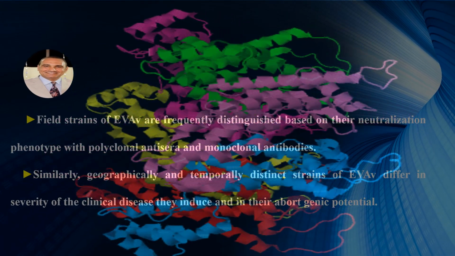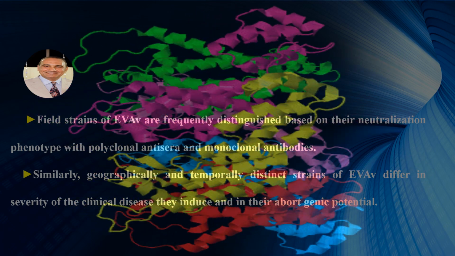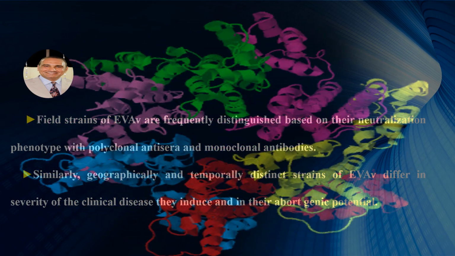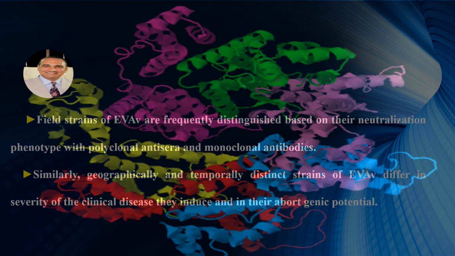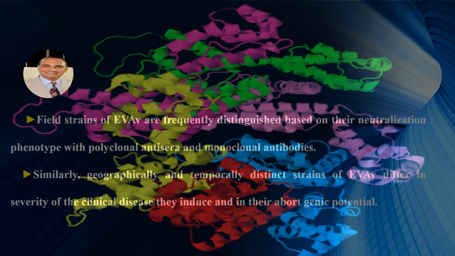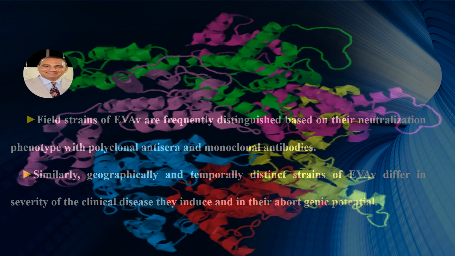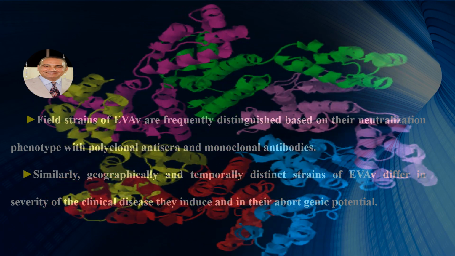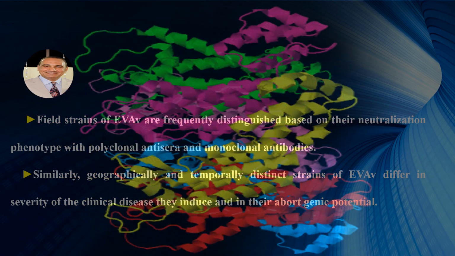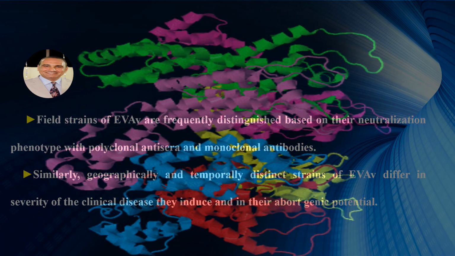Field strains of equine viral arthritis are frequently distinguished based on their neutralization phenotype with polyclonal antisera and monoclonal antibodies. Similarly, geographically and temporally distinct strains of equine viral arthritis differ in severity of the clinical disease they induce and in their apparent genetic potential.